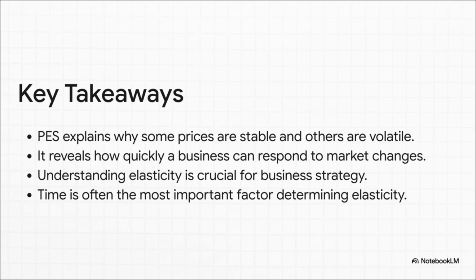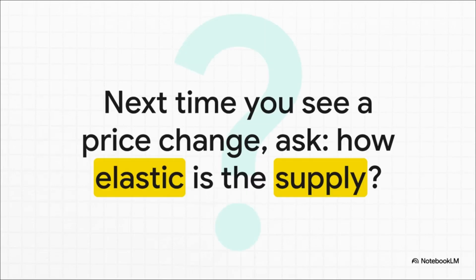But if you walk away with just one thing, let it be this: time changes everything. Given enough time, pretty much any supply can get more flexible. So from now on, when you see a price for something suddenly shoot up, or you can't find something on the shelves, you'll have a new lens to see it through. You won't just ask, "I wonder why demand is so high." You'll ask the much smarter question: how elastic is the supply?